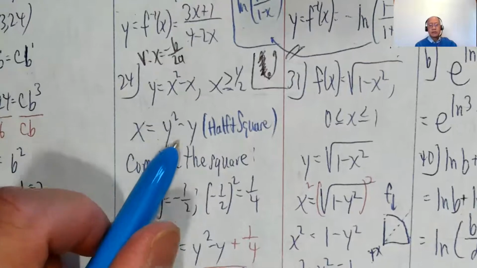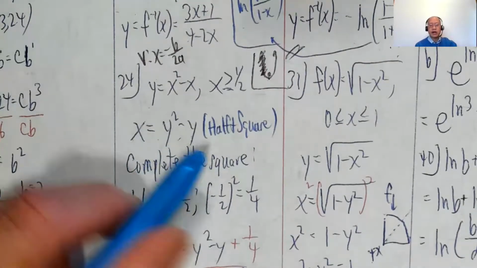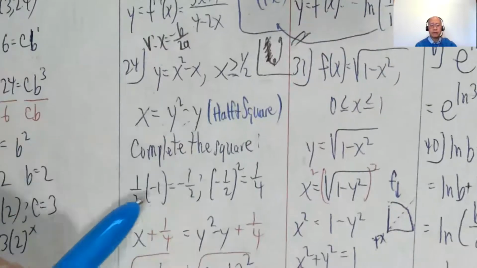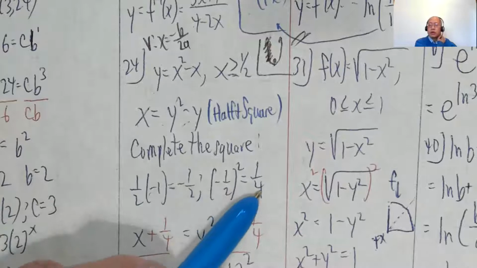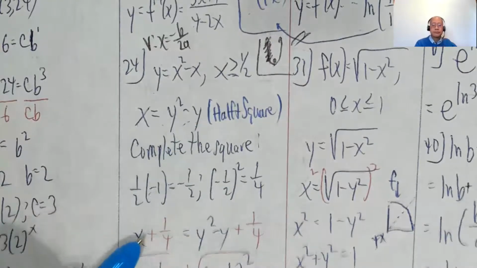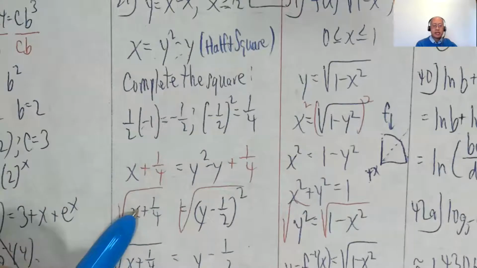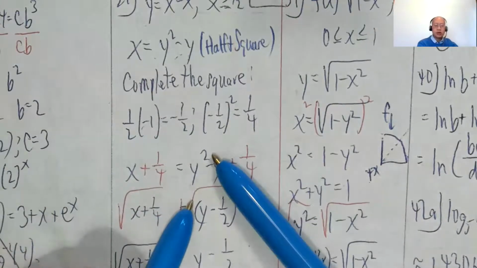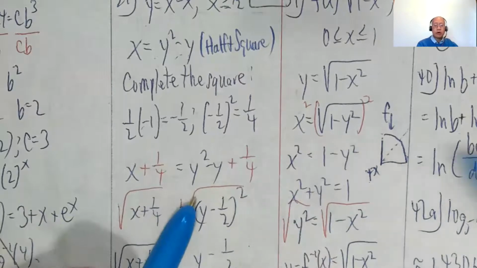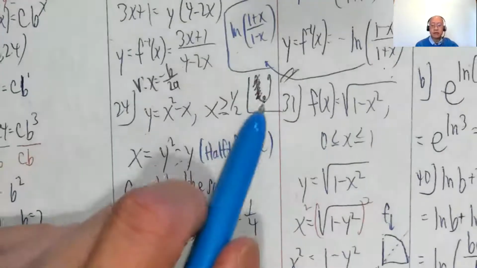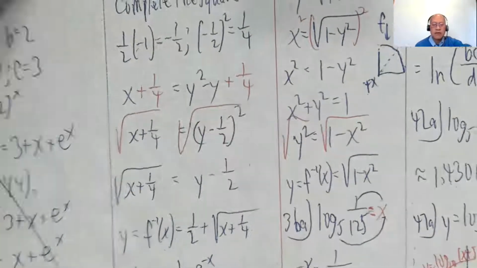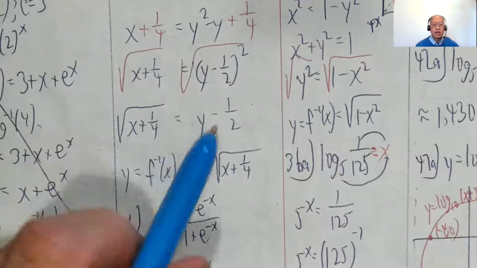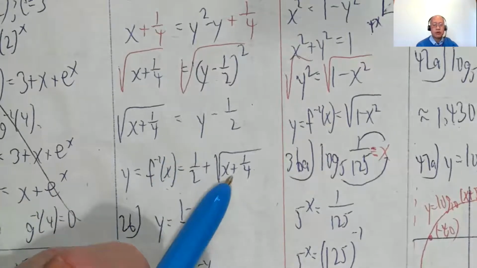Okay, switch around x and y. x equals y squared minus y. Okay, to keep going, I have to complete the square. Take half the coefficient of y and square it. Half of negative 1 is negative 1/2. Negative 1/2 squared is 1/4. So I add 1/4 to both sides. Looks like this. So x plus 1/4 equals y minus 1/2 squared. Take the square root of both sides. I only want the positive because I have the right portion here. So square root of x plus 1/4 equals y minus 1/2. So y equals f inverse of x is 1/2 plus radical x plus 1/4. Okay.